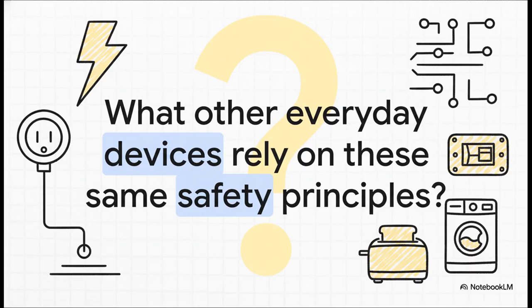But it gets you thinking, doesn't it? We've just focused on one simple circuit, but these principles, earthing, potential difference, safety cutoffs, they're in practically every single thing you plug into the wall. So, what other devices you use every day are secretly using this exact same physics to keep you safe?